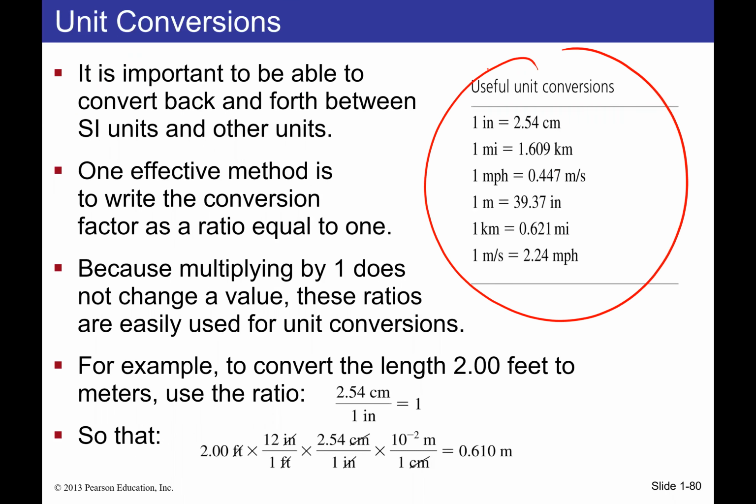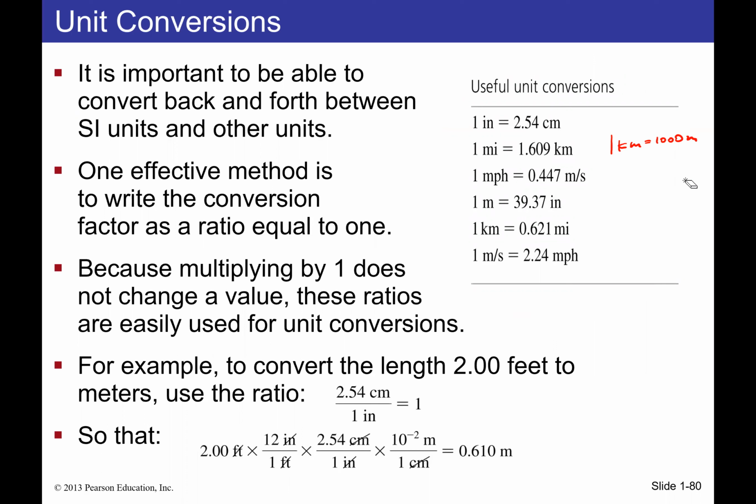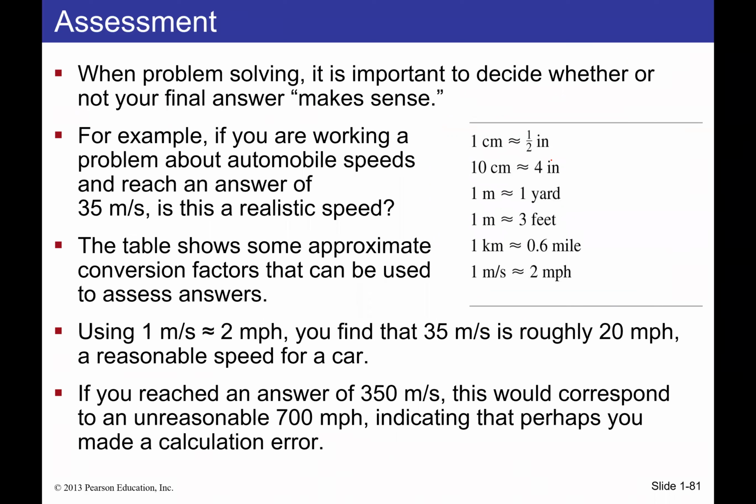So, some conversions. 1 inch is 2.54 centimeters. 1 mile is 1.609 kilometers. And remember, 1 kilometer is 1,000 meters, and so on and so forth. 1 mile per hour is roughly half a meter per second. In the next slide, I have approximations for all of those values. For example, 1 centimeter is roughly half an inch, and 10 centimeters is about 4 inches.